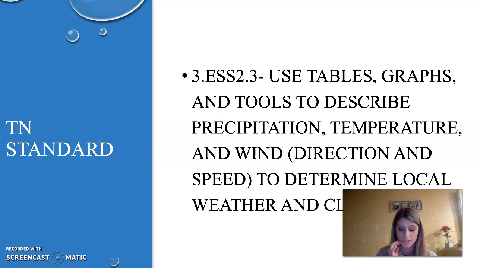So the first thing I want you to do is where it says what we know, at the top of your sheet, write or draw a picture of precipitation, temperature, and wind, and just what you think an example of them would be. Okay, after you've got that done, we're going to go and look at what pictures I chose.